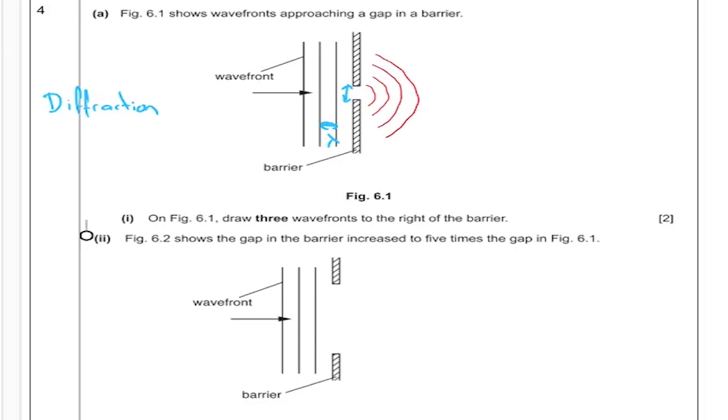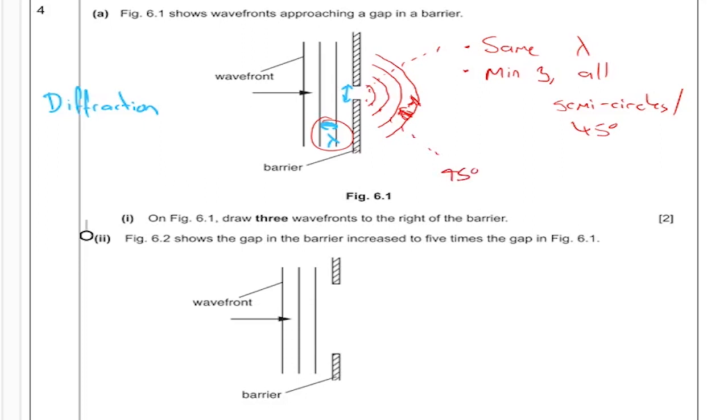Now, one of the things that you need to remember is that during diffraction, the wavelength doesn't change. So what I'm looking for is the wavelength here that I've marked in red should be the same as this wavelength in blue. That was for one mark, and the second mark was for a minimum of three, and all semicircles or 45 degrees. So in other words, this angle and this angle had to be at least 45 degrees to show that.